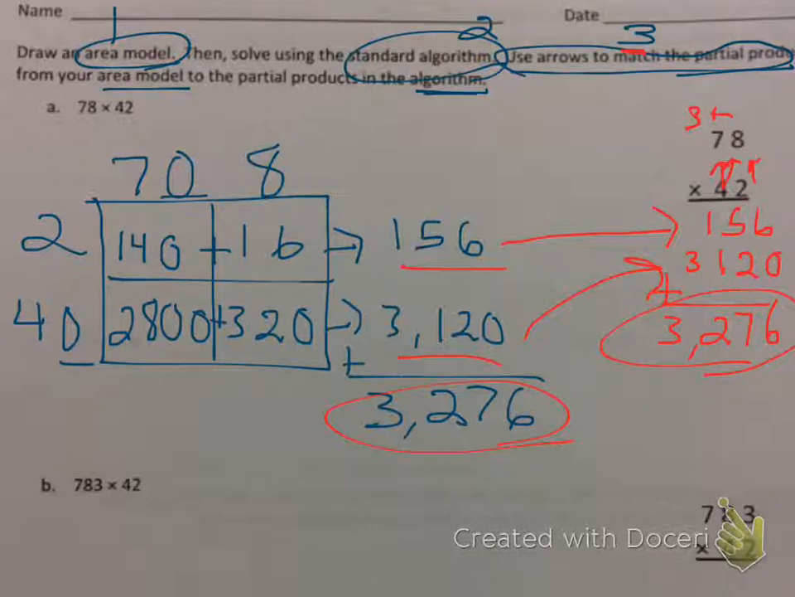Okay? And I check my directions. I did an area model. I used the standard algorithm, and I matched my partial products, so I know I'm done. Alright, let's do that again with B. So we have 783 times 42.